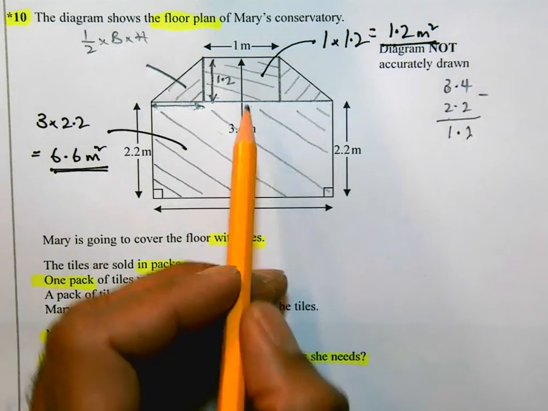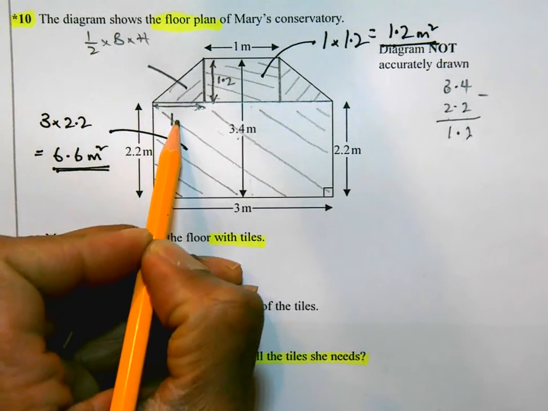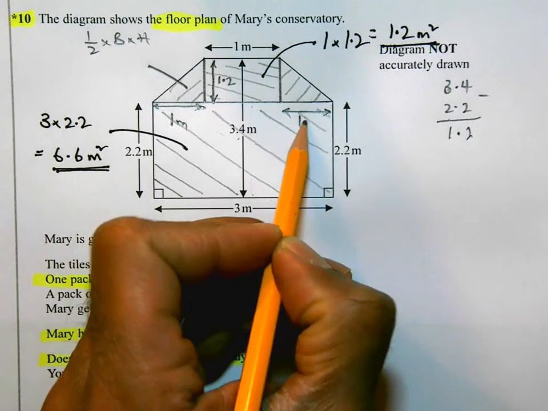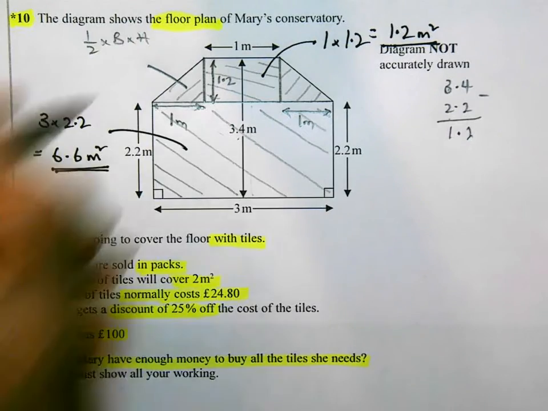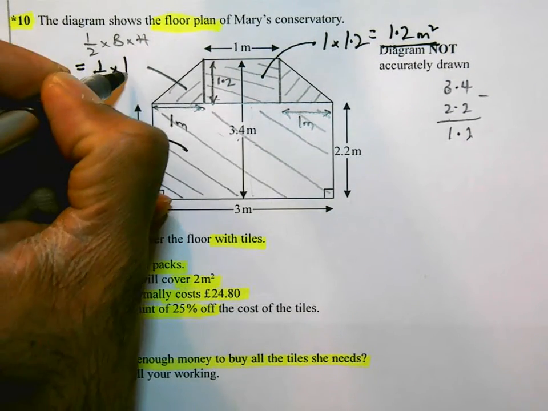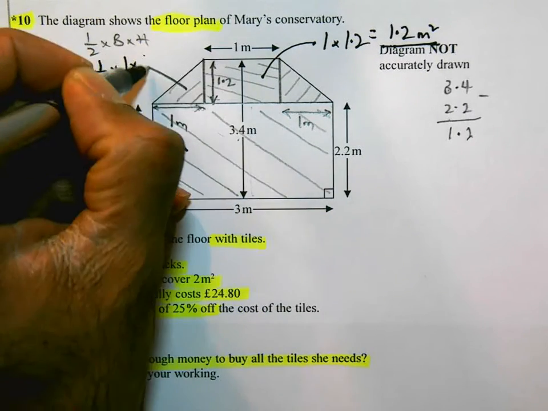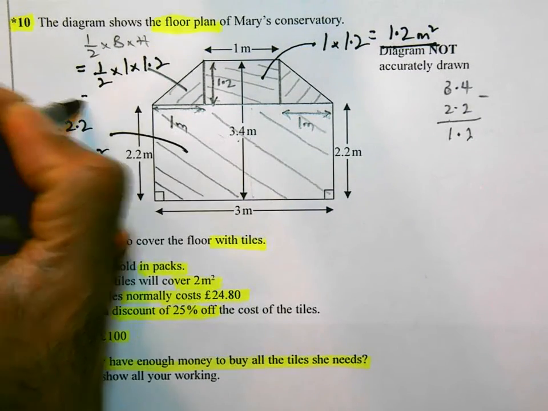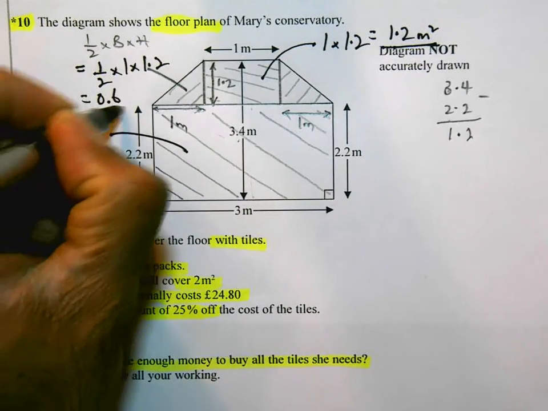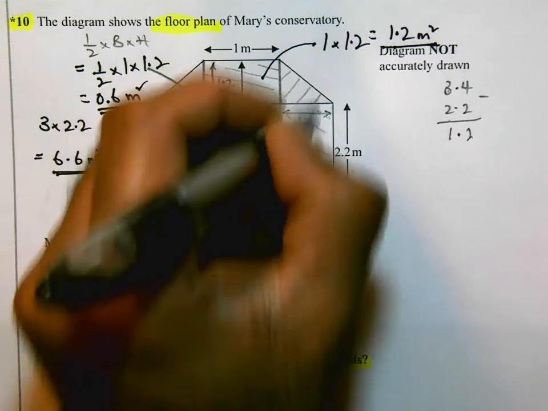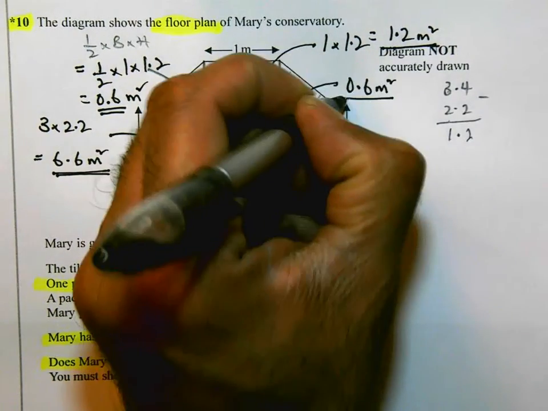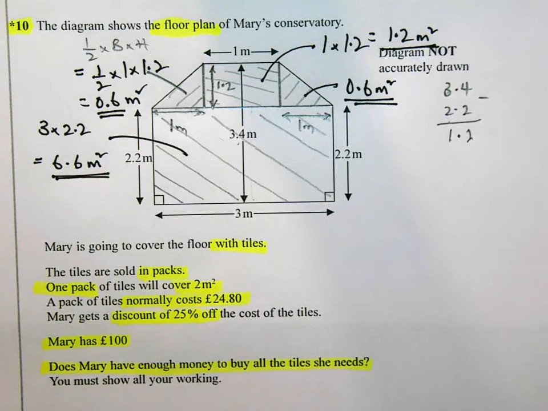So that means this side is going to be 1 meter, and this side here is going to be 1 meter. So that means the area of the triangle is going to be a half times 1 times its height, which is 1.2. A half times 1 is a half, and a half of 1.2 is 0.6 meters squared. And that means this triangle on this side is 0.6 meters squared as well. So I've got all the information.